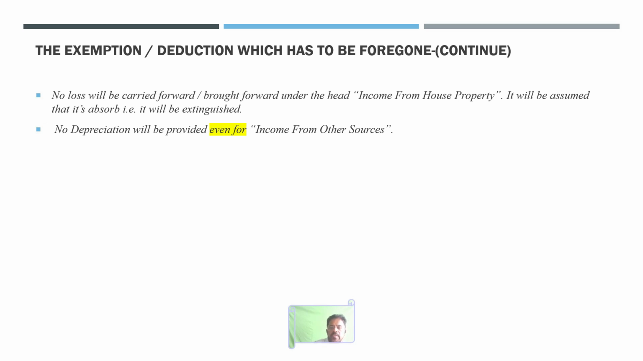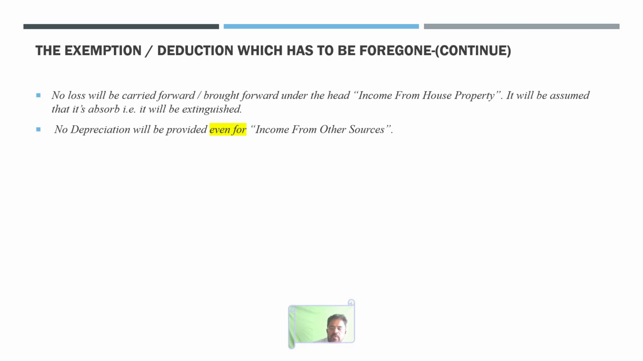Then no depreciation can be claimed, obviously from your business income, and sometimes even from income from other sources. Take for example, one way of investing is to invest in a vehicle. You may have a salary income, but you invest in a vehicle and give this vehicle on rent. The rent comes as income from other sources. Now on this rent income, you may get a depreciation against this vehicle at the rate of nearly 30% of the cost of the vehicle.